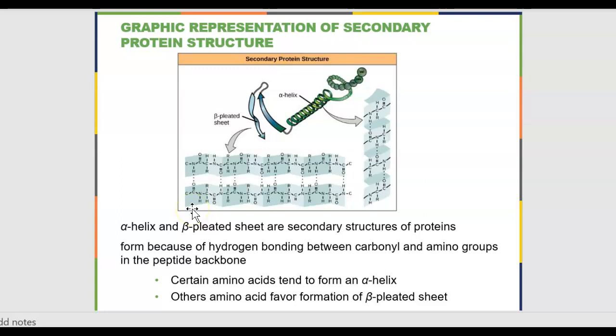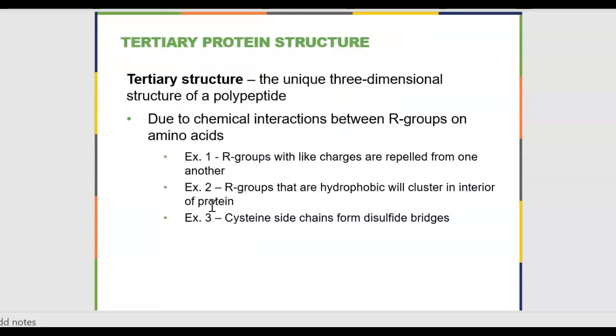Here's just an additional picture of that. You can see that here. Let's go on. Now we go to tertiary. So we assume all the amino acids have bonded through peptide bonds, primary structure. Next, we have the hydrogen bonds forming, secondary structure. And now we're on to tertiary.